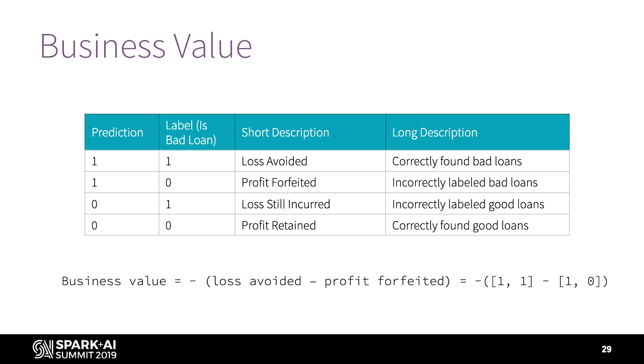And then if prediction 0 and label 0, we're good to go, we predicted correctly. So when it comes to quantifying the business value of this, yeah, we increased the AUC, that's great, but what does this look like in the business? What is this going to look like to my manager and the people that really are driven by business value? We started to quantify that by the loss avoided minus the profit forfeited.